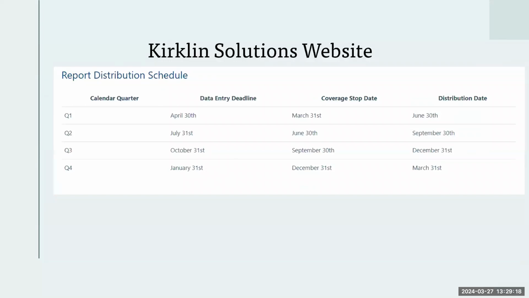This is our report distribution schedule that shows you for each quarter the data entry deadline, the coverage stop date, and the distribution date. So you can see here, you will be receiving the Q4 report here at the end of the month for Q4 2023 on March 31st. So it breaks it up by calendar quarter, data entry deadline, coverage stop date, and distribution date.